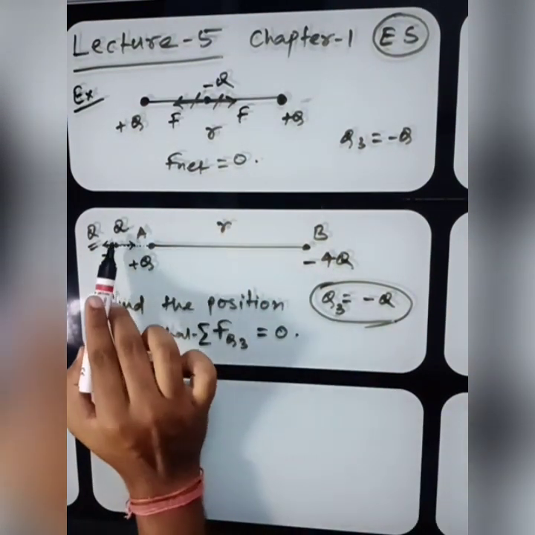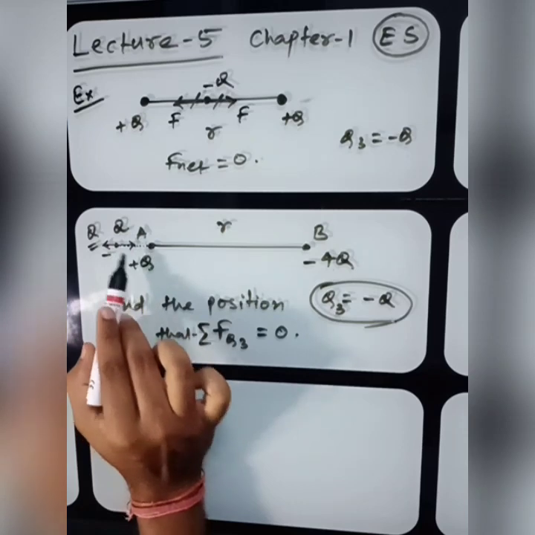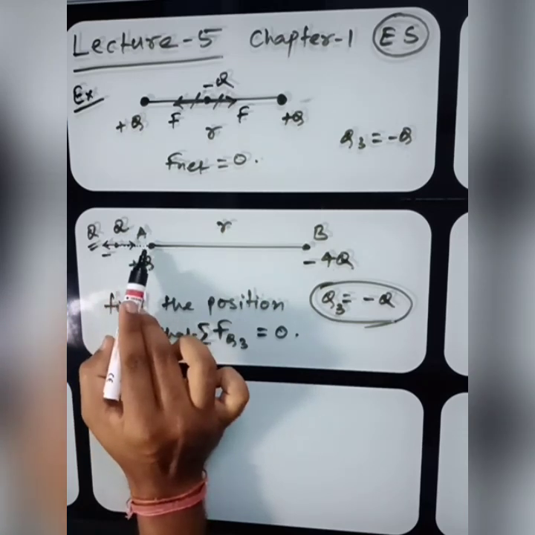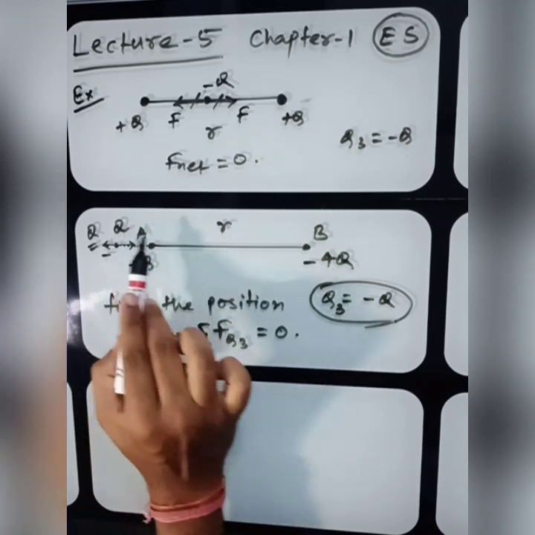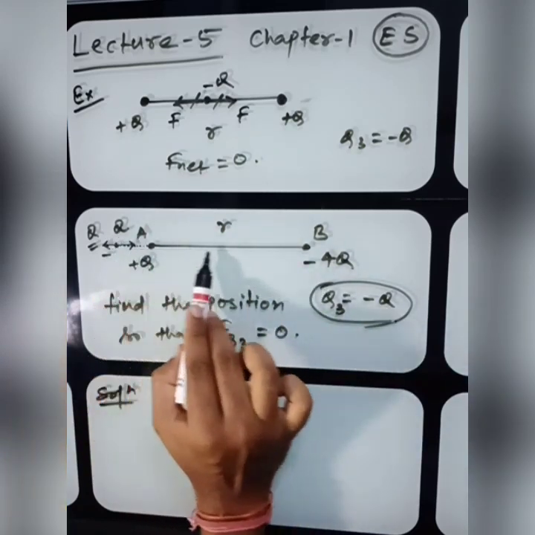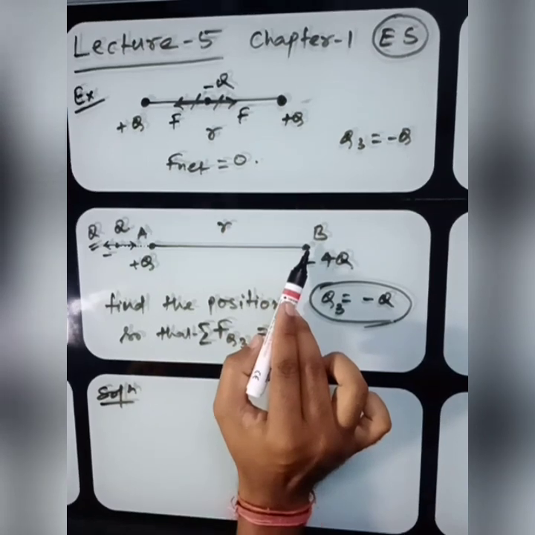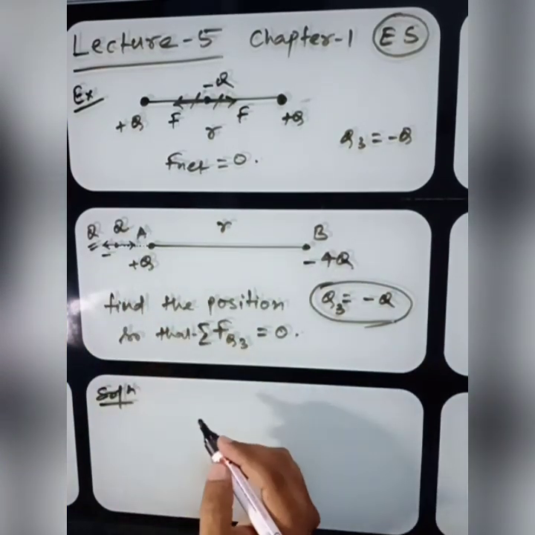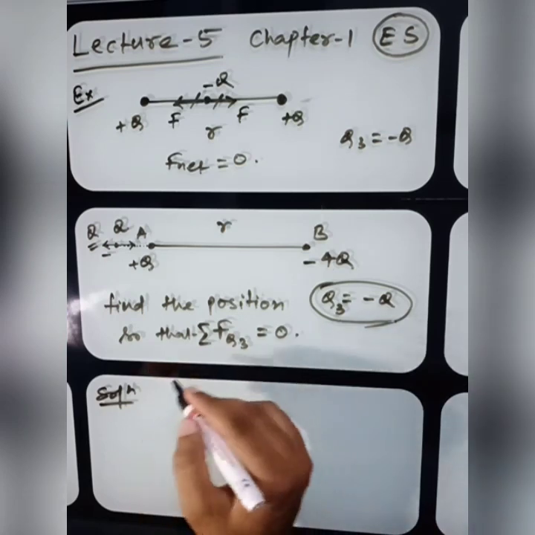Now here the product is q square, but the separation will increase the amount of force. Here the product is increasing the force, but the separation will decrease to compensate the magnitude, so that these two forces will be equal in magnitude and we will have the net force as 0.